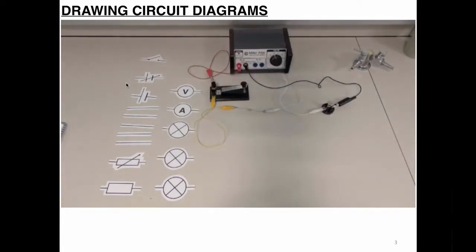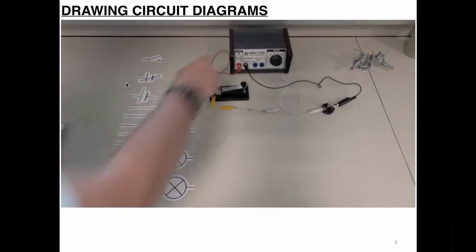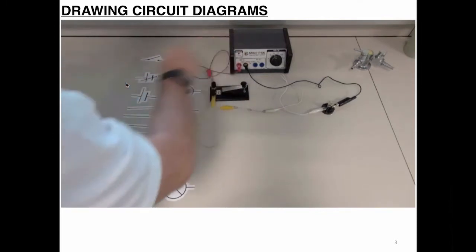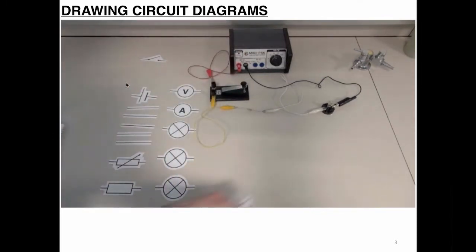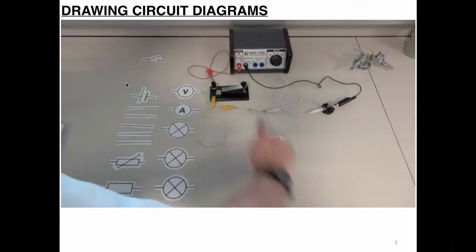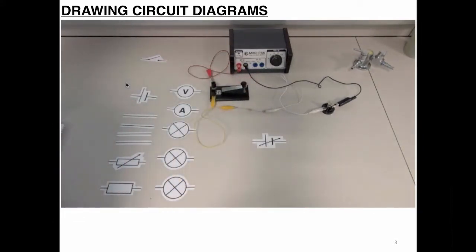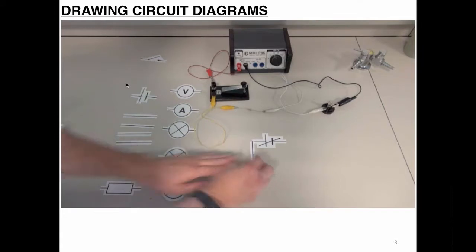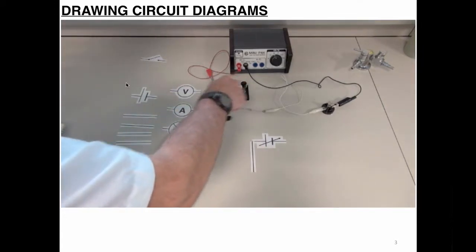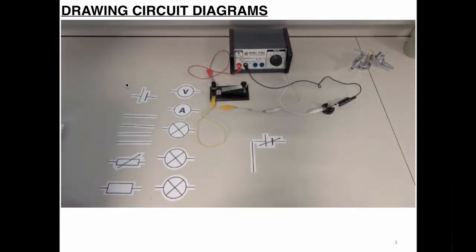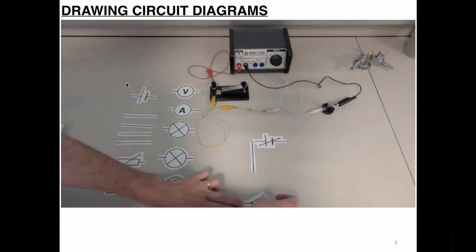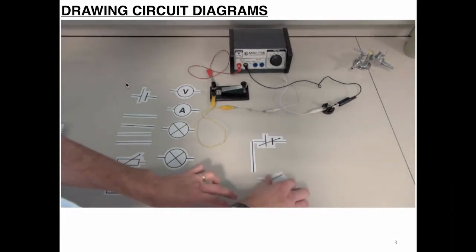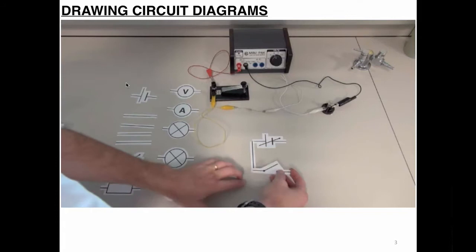So the first thing we need to do is choose our variable power supply symbol. There it is, so we'll put it at the top. From there we go via a wire, put it on the end by the variable power supply. Then we go into a switch, so we need to put a switch in our circuit. There it is. Link that up to the wire.